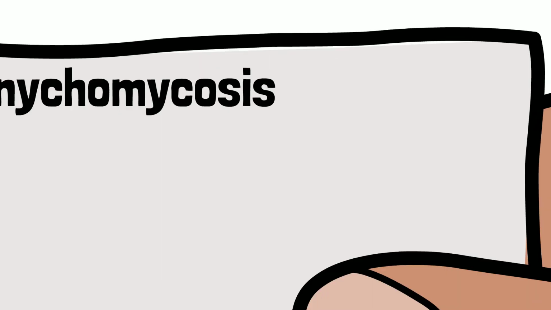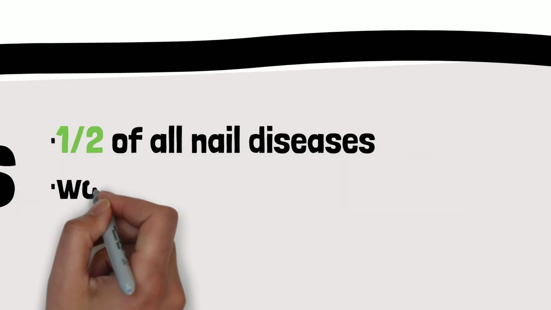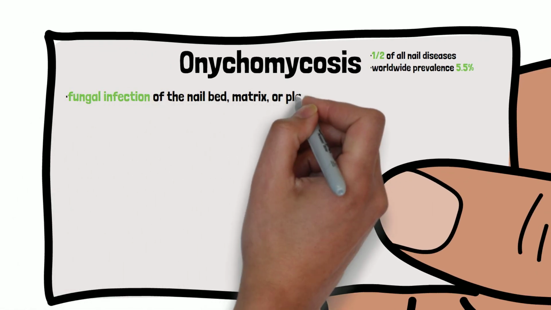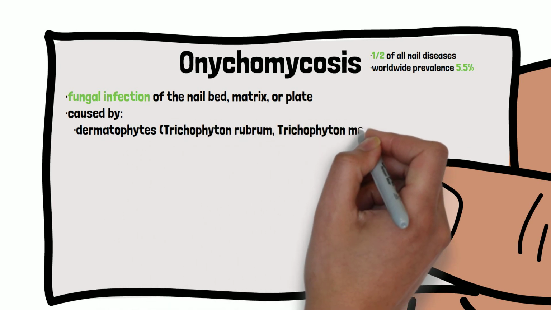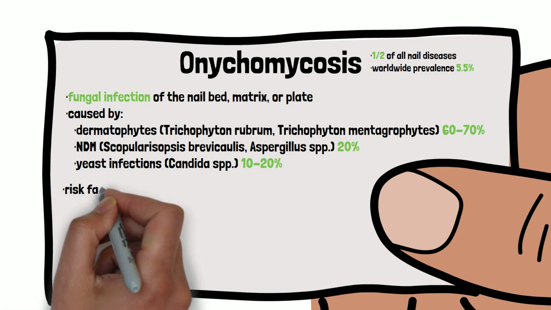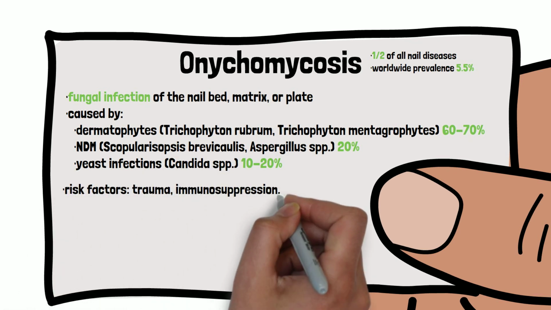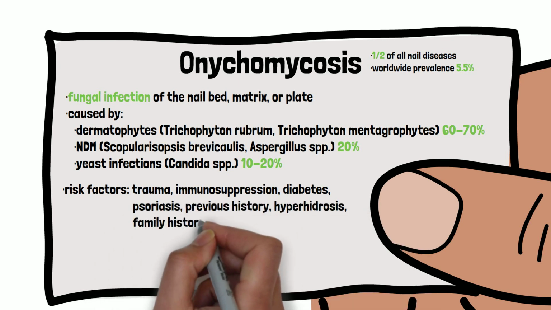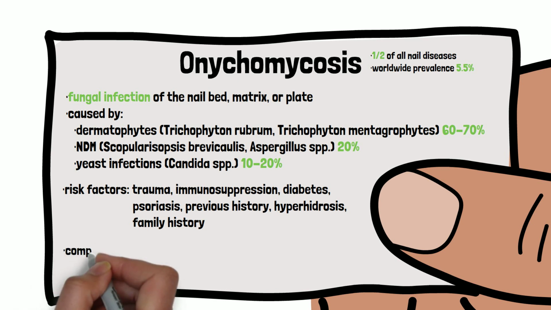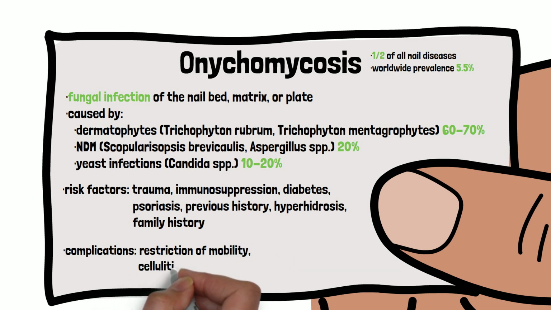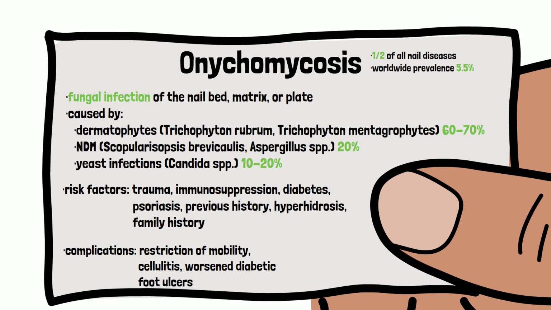Onychomycosis is the most common nail disorder, accounting for 1/2 of all nail diseases with a worldwide prevalence of 5.5%. It is a fungal infection of the nail bed, matrix, or plate, and can be caused by dermatophytes, non-dermatophyte molds, or yeasts. Risk factors include trauma, immunosuppression, history of diabetes or psoriasis, previous history of onychomycosis, hyperhidrosis, and family history. Beyond cosmetic concerns, onychomycosis can sometimes restrict mobility, lead to cellulitis in older adults, worsen conditions such as diabetic foot ulcers, and spread to other areas of the body.